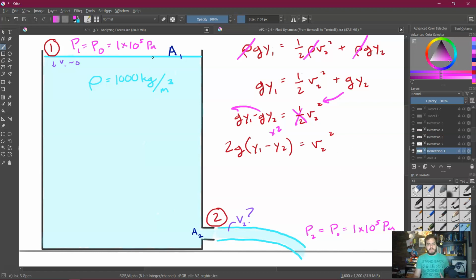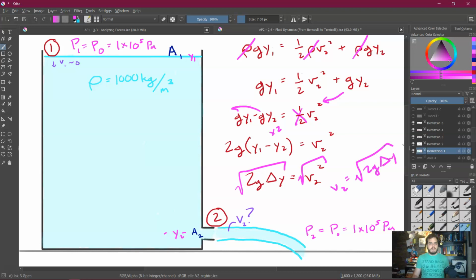Well, what is y1, which would be this height here, minus y2, this height here? Well, that would just be delta y, the difference in the two heights. So now I have 2g delta y equals v2 squared, and if I want to take this a final step, I square root both sides, and I get v2 is equal to the square root of 2g delta y.